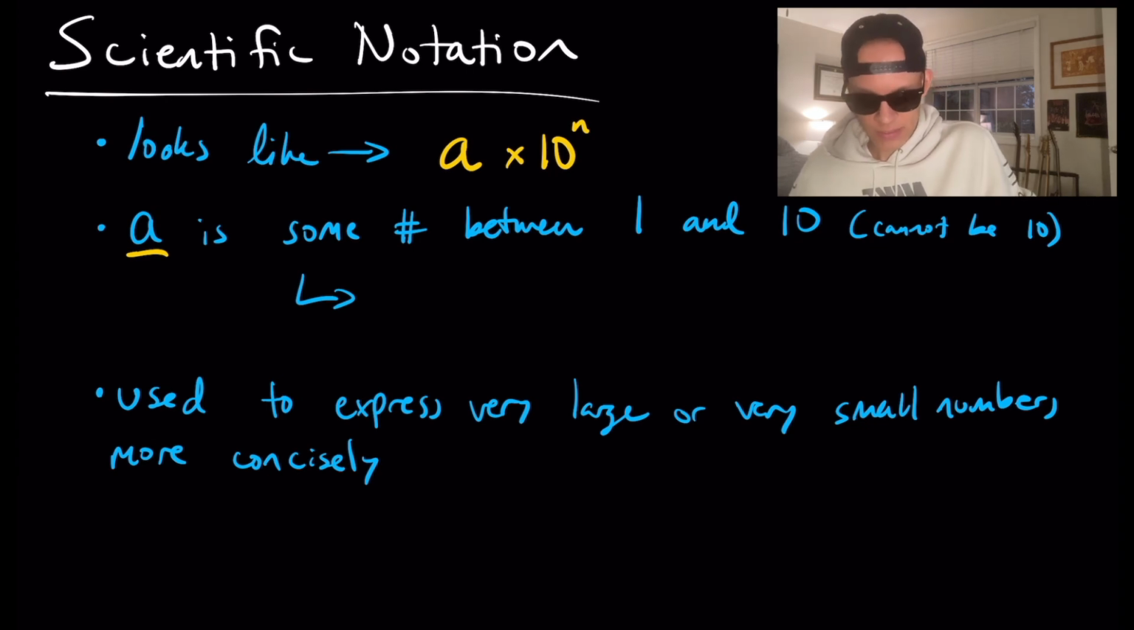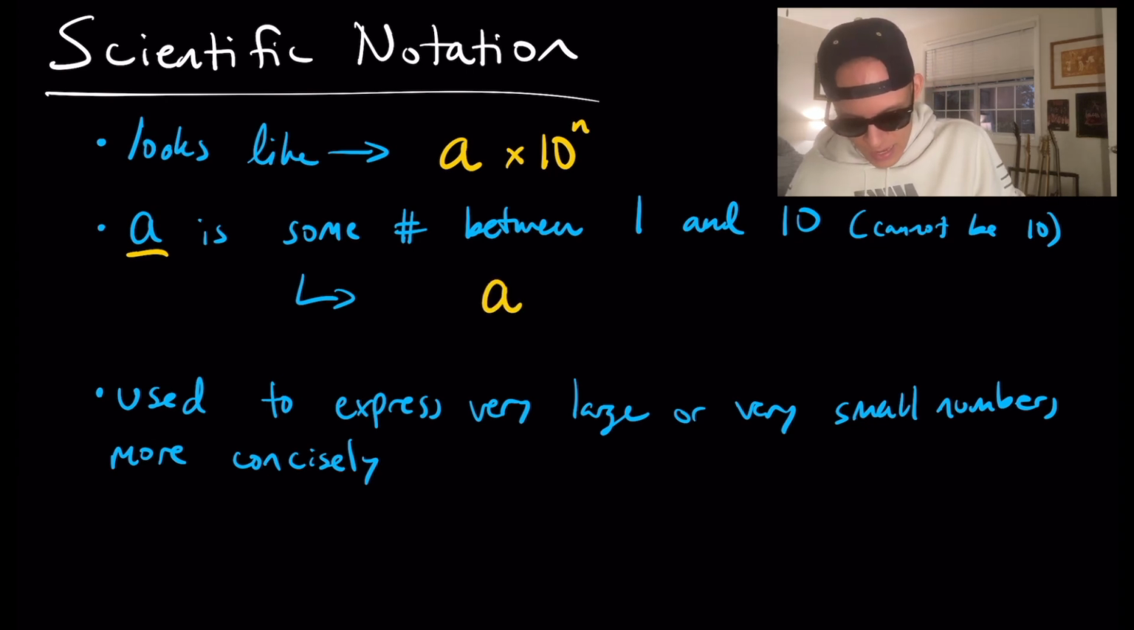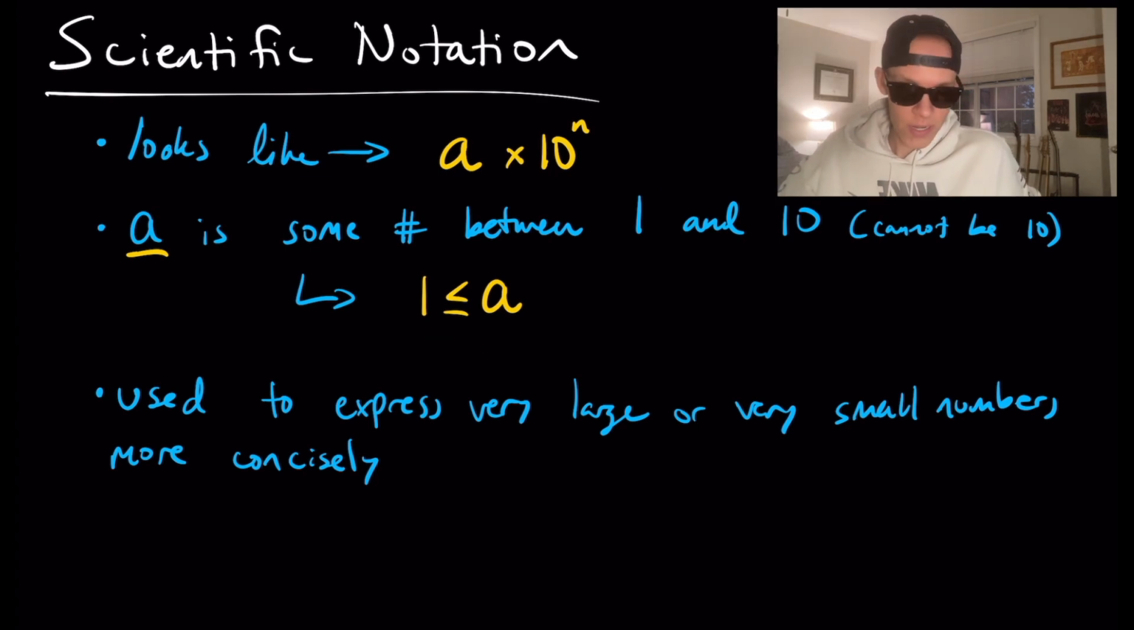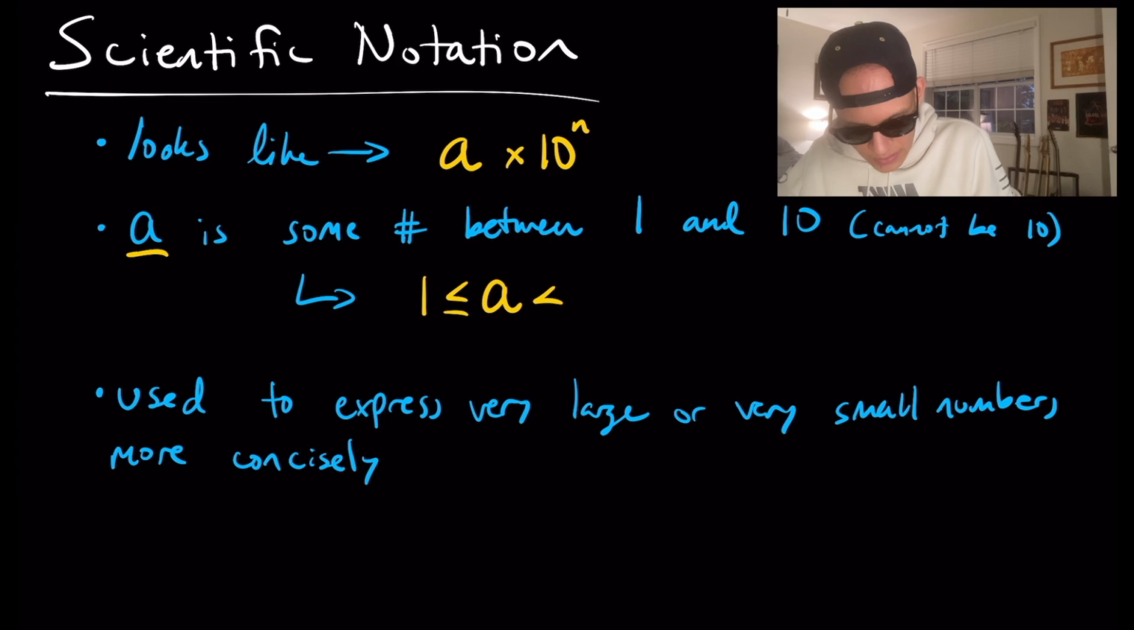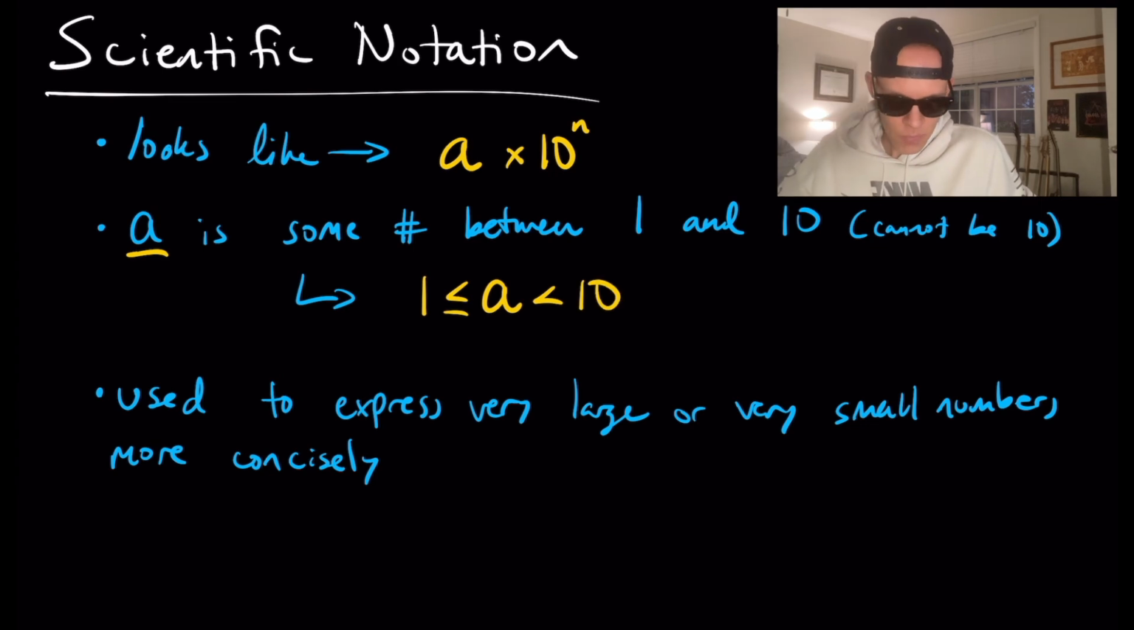So we'll write this like this. We'll say that a can be greater than or equal to 1, reading the inequality right to left, but it has to be less than 10. So a can be 9.9999999, but not 10. Scientific notation is used to express very large or very small numbers much more concisely, taking up less space on your page.